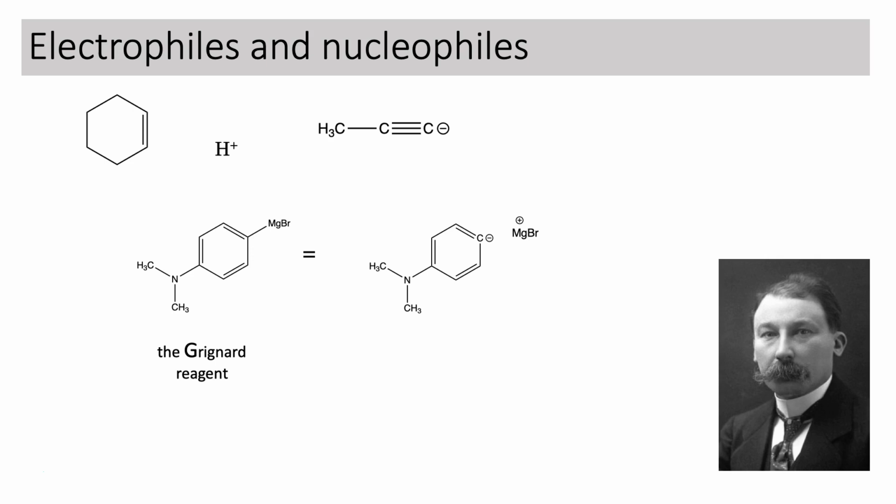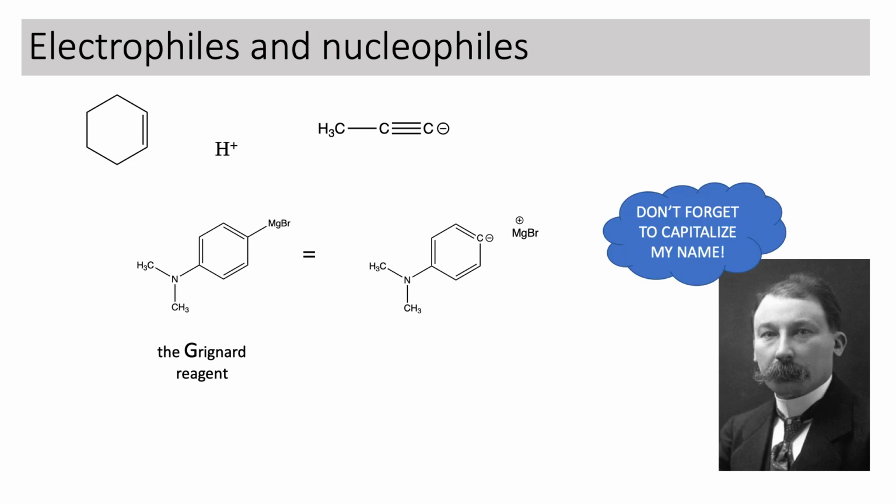That said, it's important that you remember that this great nucleophile is called the Grignard reagent because it was invented by Victor Grignard, who won the Nobel Prize for it. So it is important that you keep that in mind when you write about the Grignard because it's named after good old Victor. So don't forget to capitalize Grignard when you talk about the Grignard reagent.